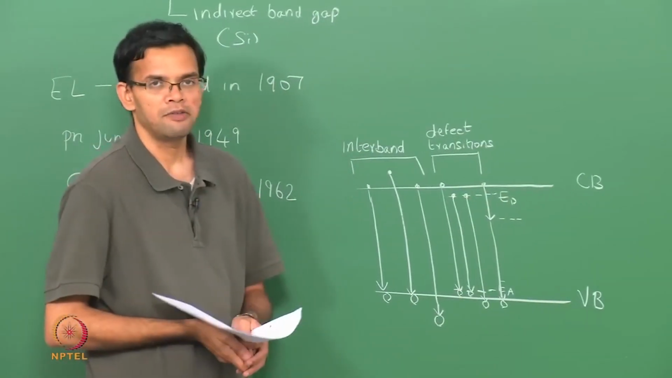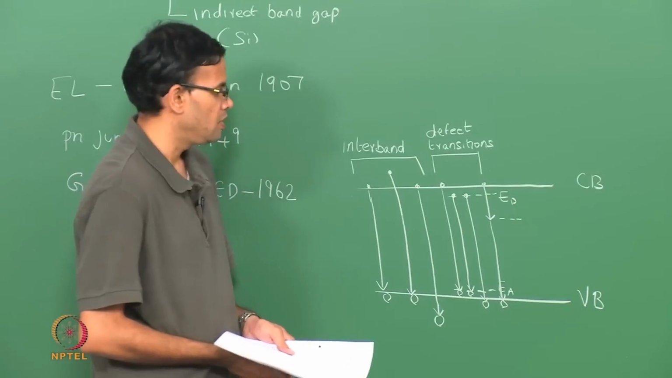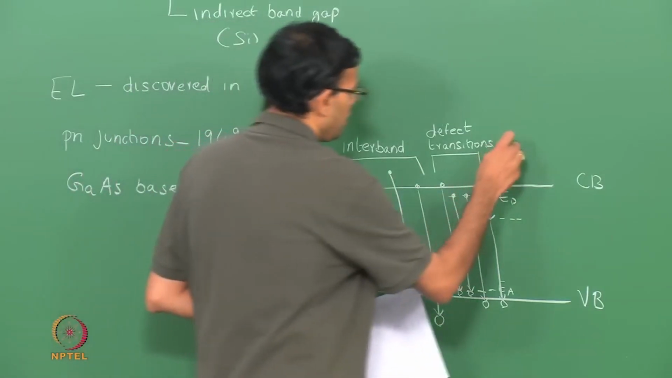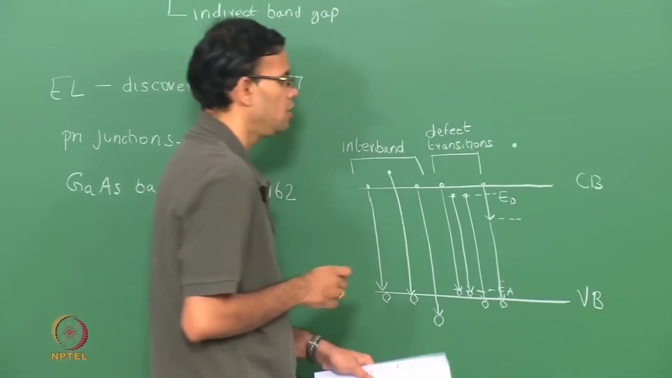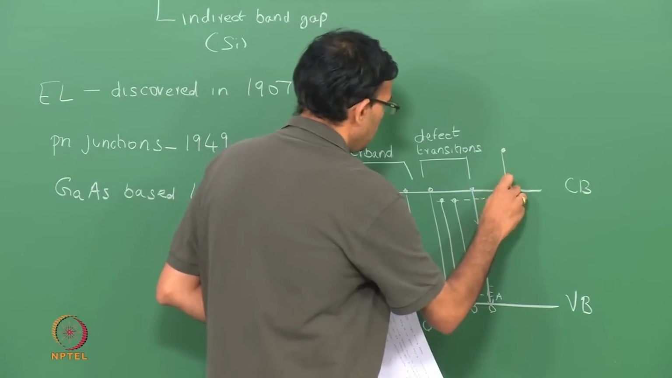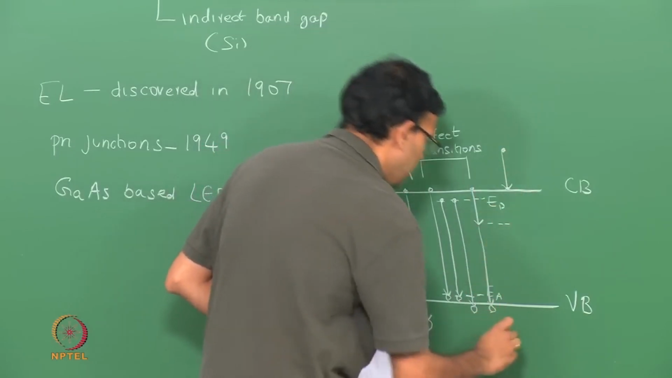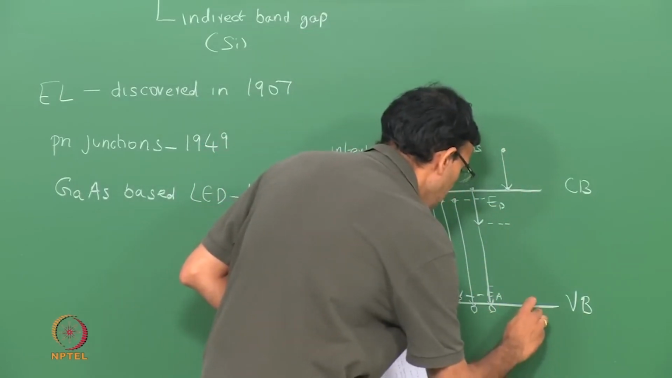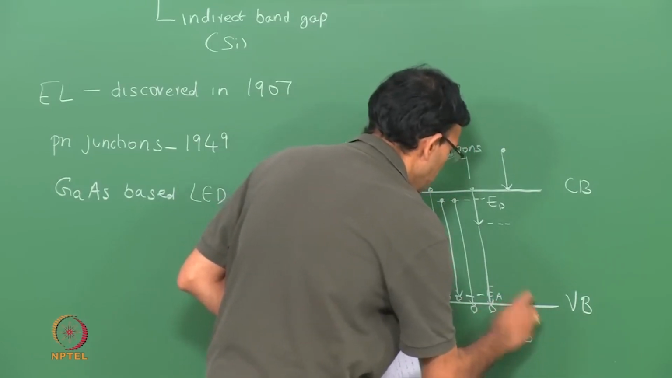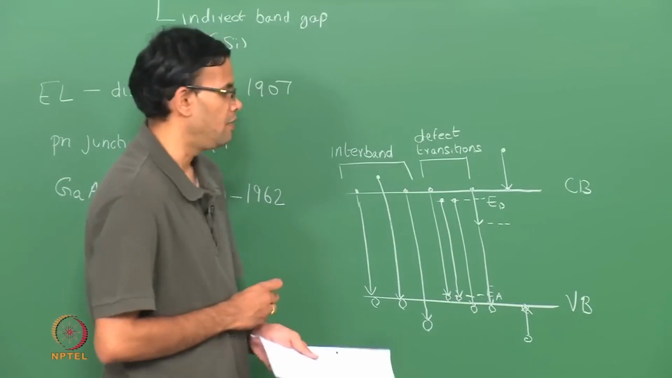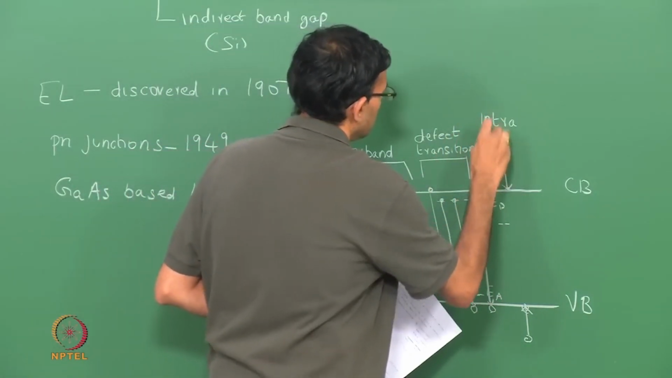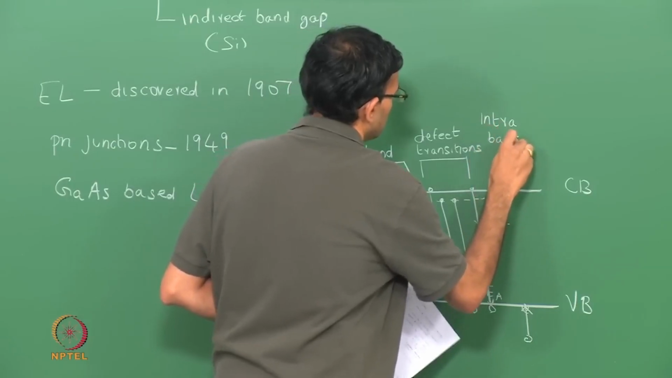You could also have transitions within the band. These are called intra-band transitions. In this particular case, you can have an electron within the bulk of the conduction band going to the edge of the conduction band. Similarly, you can have a hole in the bulk of the valence band which goes to the edge of the valence band. So, these are intra-band transitions.